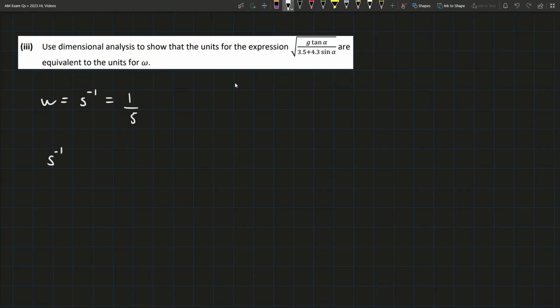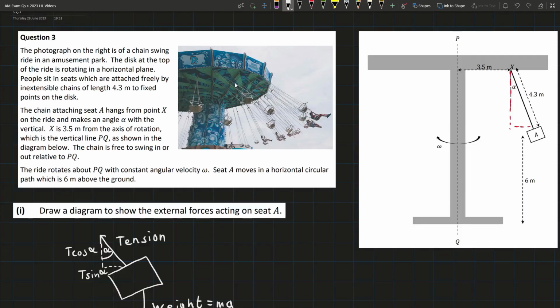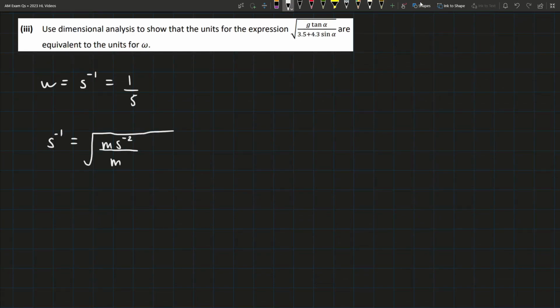So inverse seconds will be equal to the square root of g, which is acceleration, so that's meters per second squared. Tan alpha is just a number. Now this 3.5 plus 4.3 sine alpha, remember, that's what we said our radius was here. So that whole thing has a unit of meters. Because remember, that 3.5 is from the center to x, and then the 4.3 sine alpha is from x to seat A. So that's all a distance, that's meters. So now this is going to be meters divided by meters. They're going to cancel, giving us inverse seconds equals the square root of s to the power minus 2. And the square root of that will give s to the power minus 1. So that's a tick, they're the same.